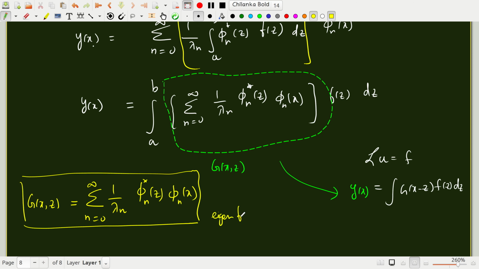Okay, if the operator is not simple enough to solve for, like the one we illustrated at the beginning of this module, if you still want to obtain the Green's function to a linear operator, there is this alternative way of doing it. Okay, I'll stop here.